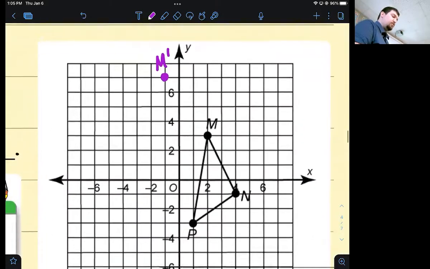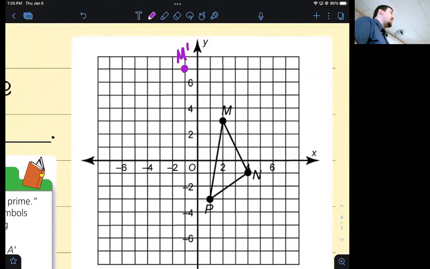The points of the new shape that we call the image are called prime coordinates. And so you put an apostrophe next to the letter. That way we know which one the original one is, and we know which one the image is. We're also going to move N 3 spots to the left and 4 spots up. And that's going to put it right here. We'll call that N prime. And then P, move 3 units to the left, 4 units up. Puts it right there at -2, 1. And we'll call that P prime.